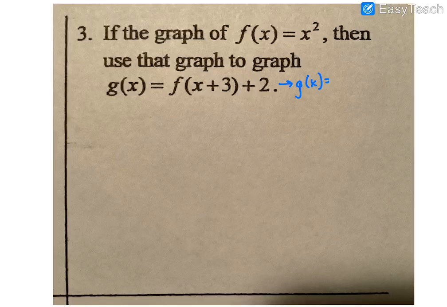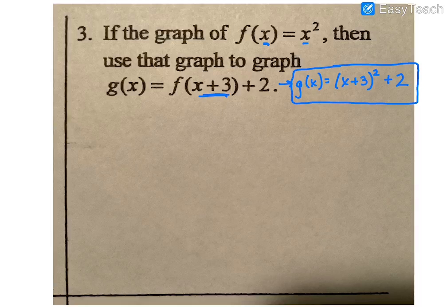So f of x plus 3 means as we look at f of x, every place I see an x, I'm going to replace it with x plus 3. So this is x raised to the power of 2. Instead of x raised to the power of 2, we're going to say x plus 3 raised to the power of 2. And then we also had a plus 2. So we're going to say plus 2. So that right there is the graph that we need to graph. G of x equals x plus 3 quantity squared plus 2.